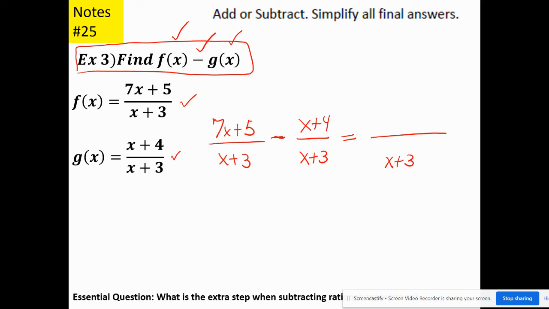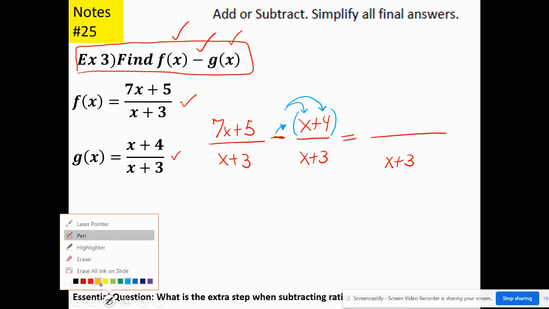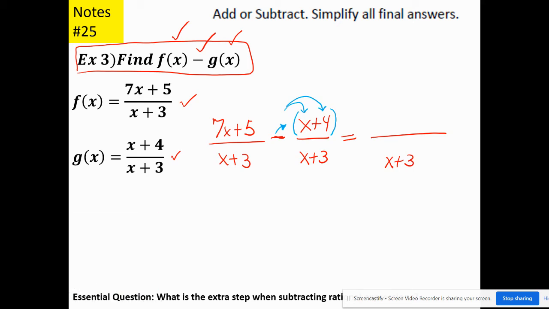Okay, so for the top, we have to deal with this subtract. So I want you to pay attention because there's an extra step. You're going to put an arrow. Go ahead, draw that arrow. And you're going to put parentheses around here because there's two things, an x and a 4. We have to distribute this negative. So this will become a negative x and a negative 4. Because that's what happens. You change signs for subtract.